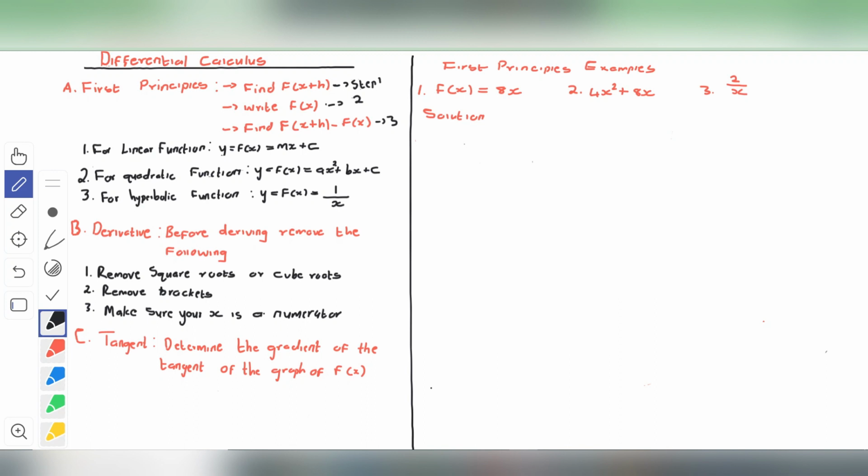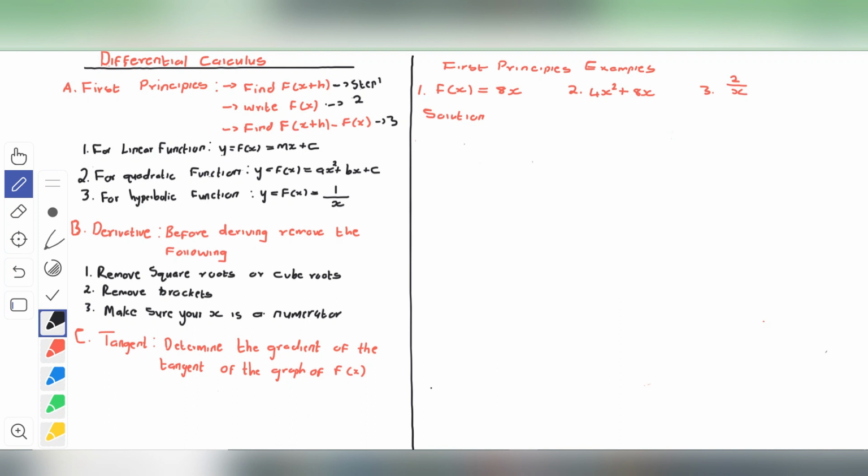After that, remember that whenever you are asked to determine the first derivative from the first principles, you can be given a linear function, a quadratic function, or a hyperbolic function, right? For quadratic, linear, or hyperbolic, we are going to follow all those three steps. But the fourth step, I didn't write it, because they are different. I'm just going to explain them while doing the examples.